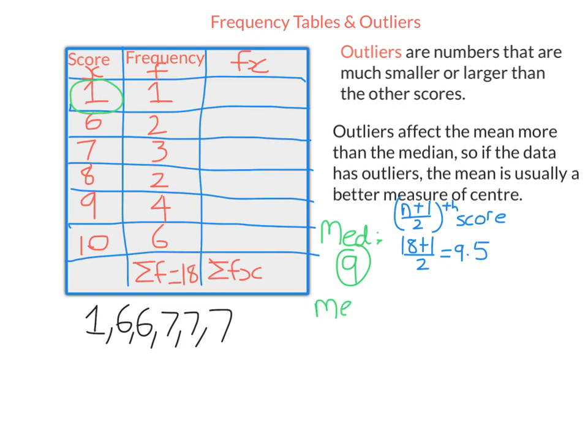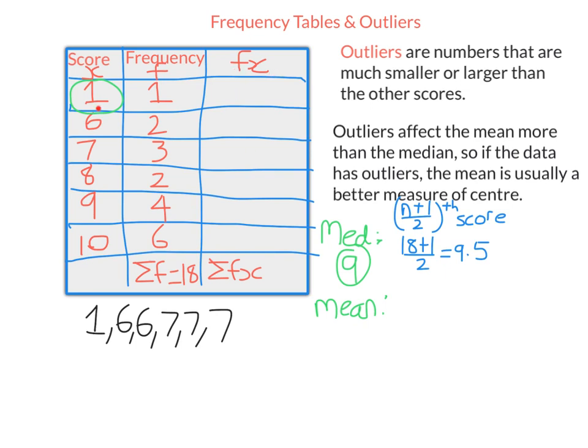So how are we going to use this table to find the mean? Well, as I said before, what this means is the score 1 occurred once, 6 occurred twice, and so on. In order to find the mean, we need to add up all of the scores. We could go 1 plus 6 plus 6 plus 7 plus 7 plus 7, but that would take a long time. Instead, we construct the fx column.